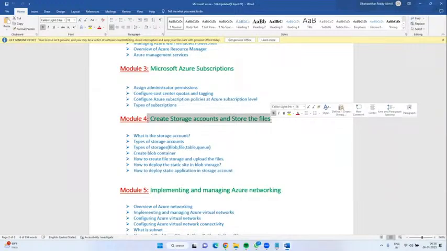Maybe like hard drive, pen drive. Yeah, we can say OneDrive, Google Drive. Am I right? Yeah, same way, Microsoft introduced storage account where we can store TBs and TBs of data.